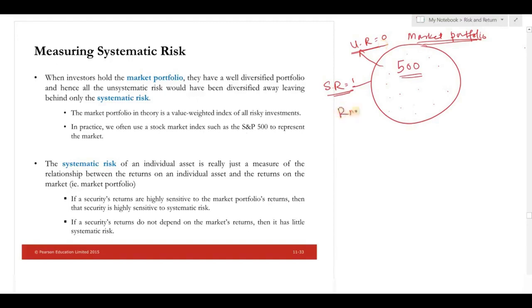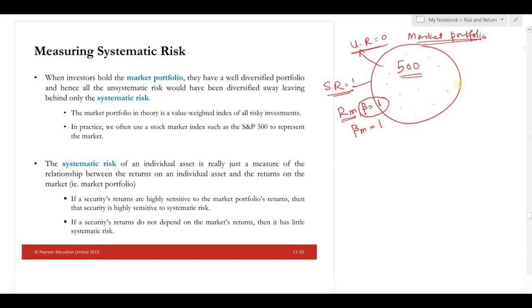There is a return of this portfolio. We call it rm, the market return, or in other words, the return of the market portfolio, and this has only systematic risk, and that is 100%. Beta is always equal to 1, so beta of the market is equal to 1.